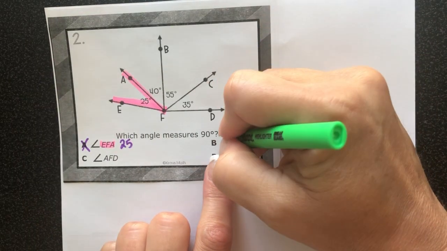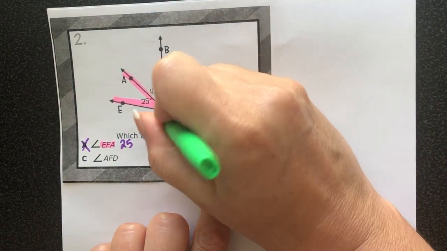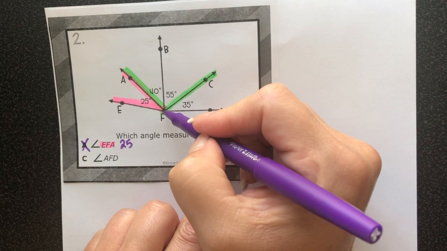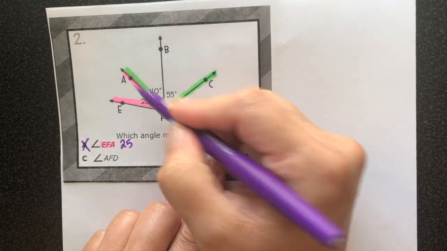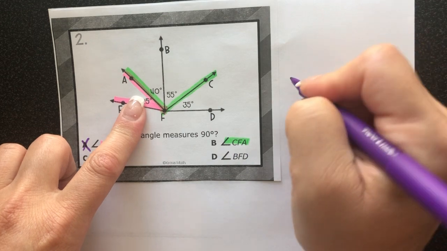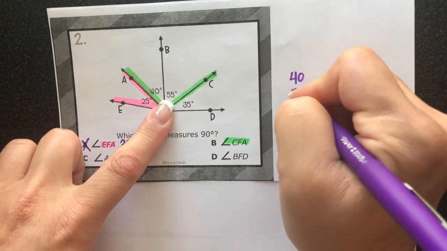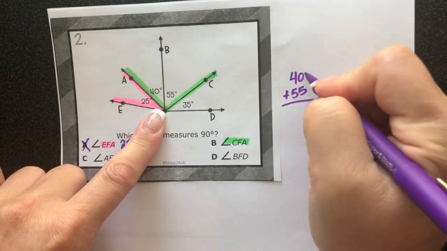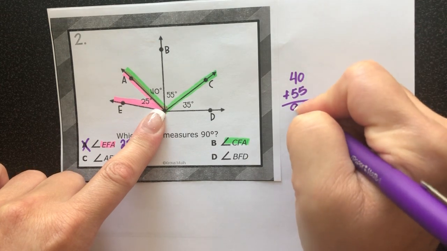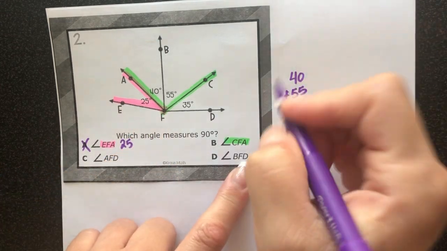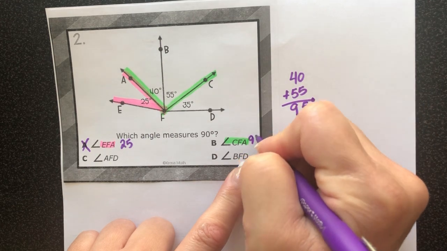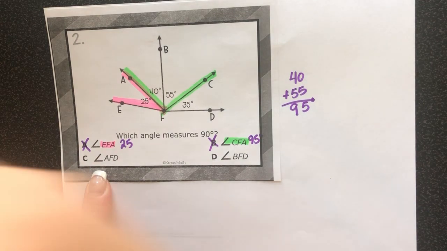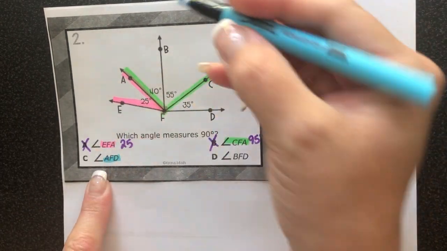That's going to be angle CFA. CFA is made up of two parts, two adjacent angles. One of them is 40 degrees and the other one is 55. To find the total, I need to add those two parts together. 0 plus 5 is 5, 4 plus 5 is 9. So angle CFA has a measure of 95 degrees. Again, that's not what we want. We want 90.